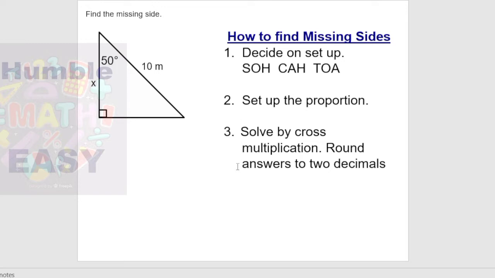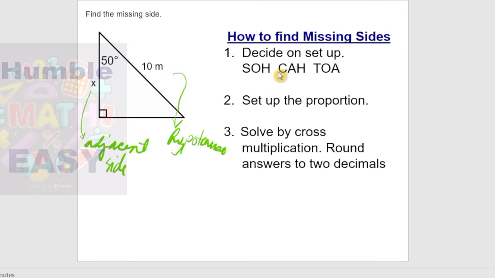Then we're going to solve and round to the nearest two decimal places. So based on the figure that we have, the unknown x here is the adjacent side of the given 50 degree angle. Then the 10 is its hypotenuse side.